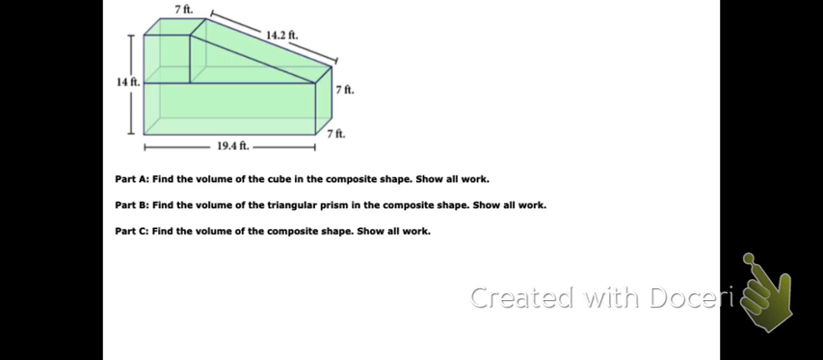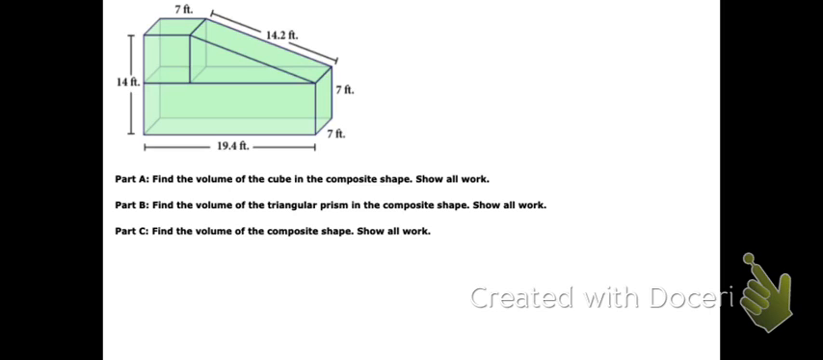This is what we call a composite shape because it is made up of three different pieces that we can find the volume of. There's a cube, there's a triangular prism, and there's also a rectangular prism. And we have formulas for volume for those shapes. So if we find the volume of each of those three shapes that compose this green figure, we can then add them up and have the volume of this entire figure.